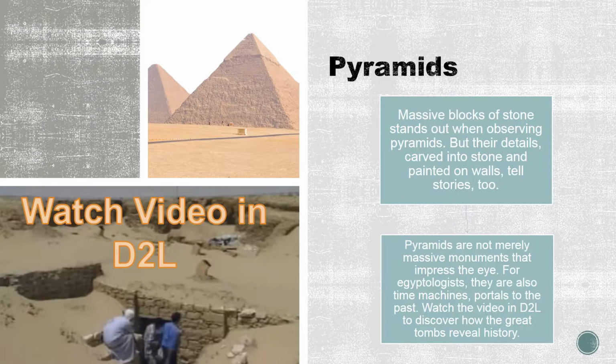There are several videos in your D2L course that I need you to go ahead and watch before you come to the flip follow-up session. We are going to discuss the contents of these in class, so make sure that you flip through the screens and watch these videos. The first one talks about Egyptologists and how they look at these pyramids as time machines, how they're portals to the past, and how they use them to discover how great the tombs really are and what they were used for.